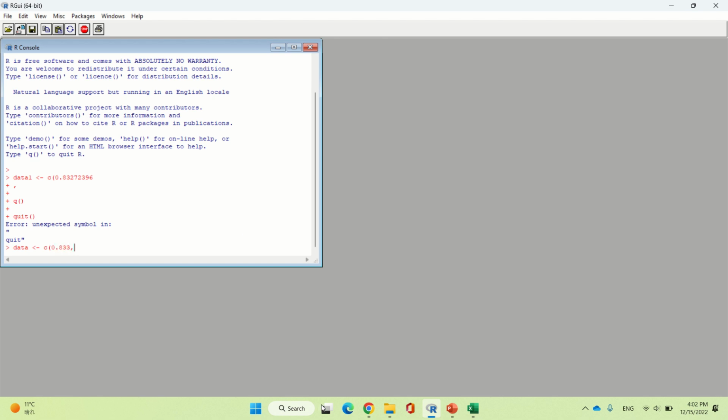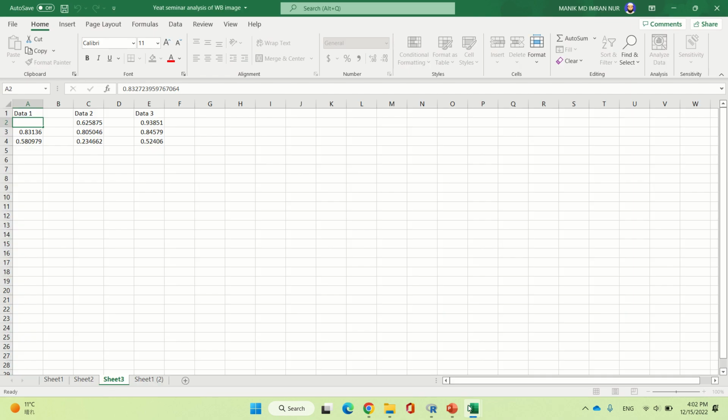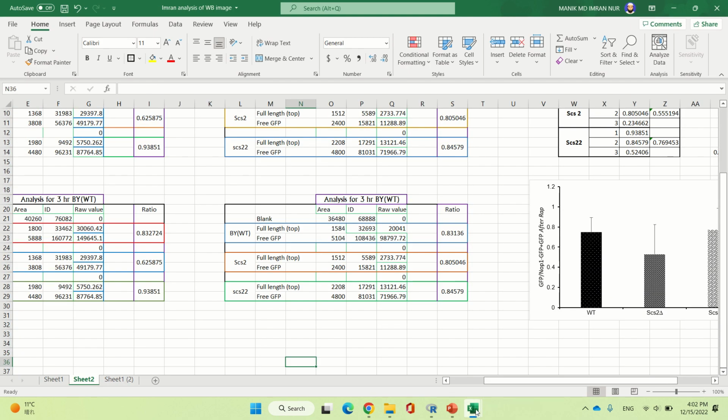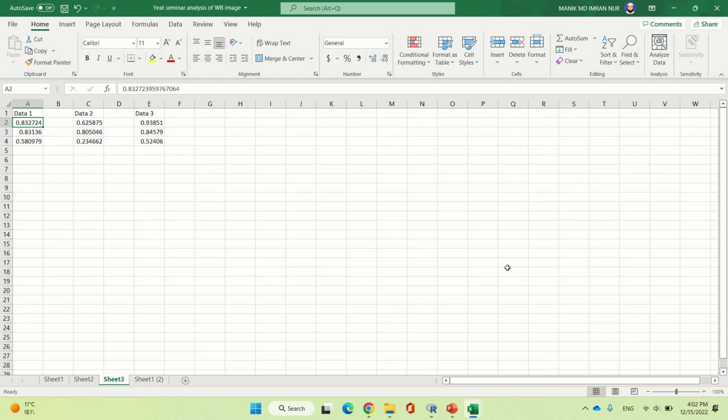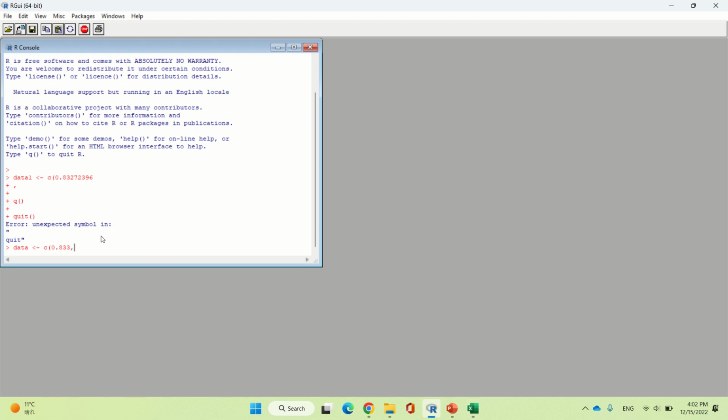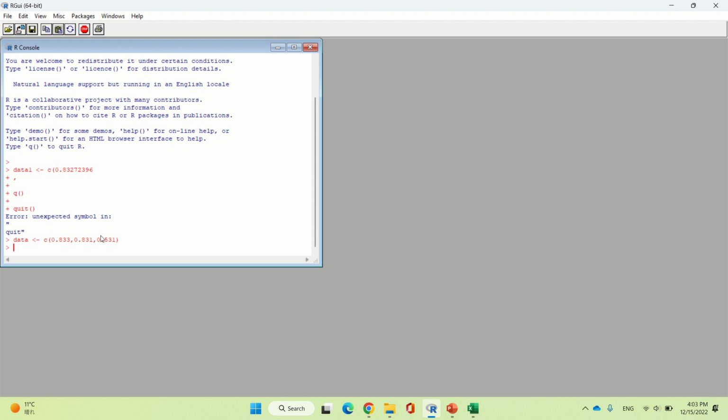Comma, 0.831, 0.581. The set is done. Bracket close, for 1, 2, 3, and press the enter key. Then data.